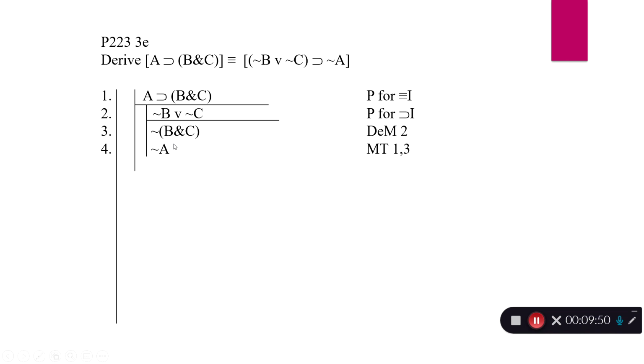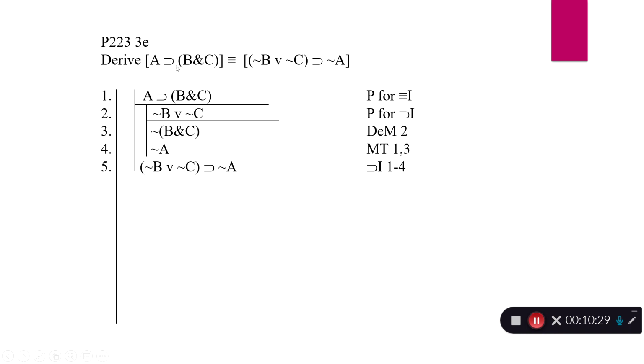Remember, modus tollens works because we know if the material conditional is true and the consequent is false, then the antecedent must also be false, right? Because if we have a false consequent and a true antecedent, that material conditional itself would be false. So we now assumed not B or not C as a premise for conditional introduction, and we were able to prove not A. So on line 5, we can get if not B or not C, then not A. So that fixes this first half of proving our biconditional.